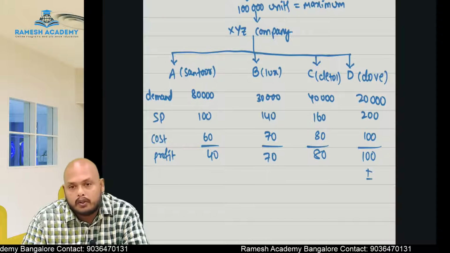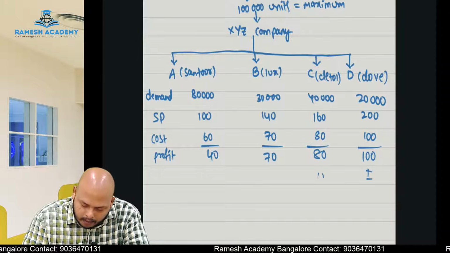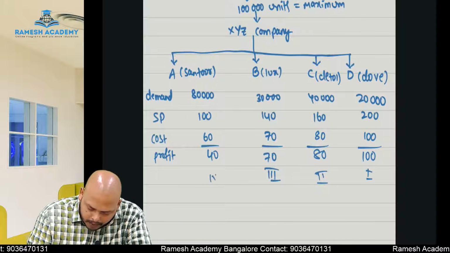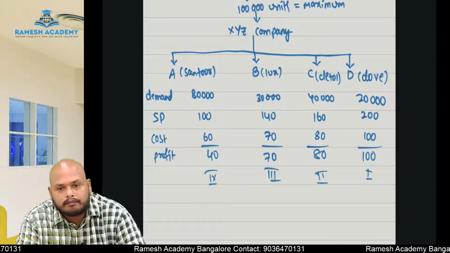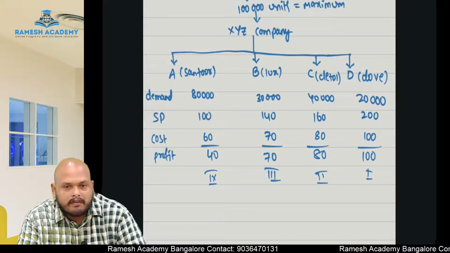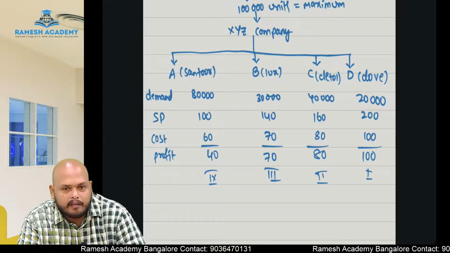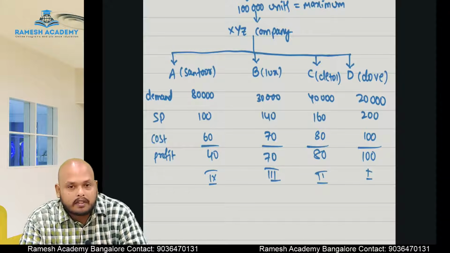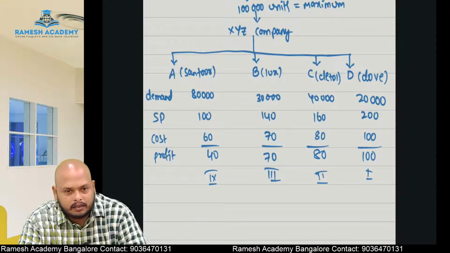to the Dove soap. Second priority, Dettol soap. Third priority, Lux soap. Fourth priority, Santur soap. First will be the Dove, second the Dettol, third the Lux, fourth the Santur. So this is how we will make a decision in costing.